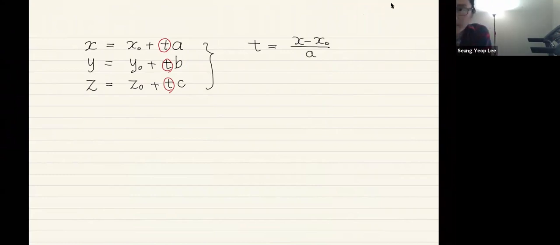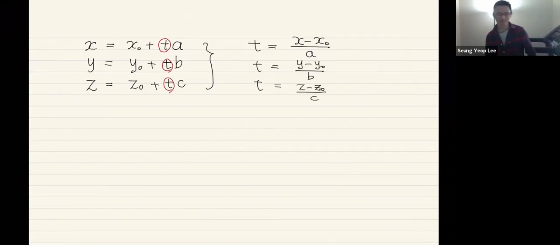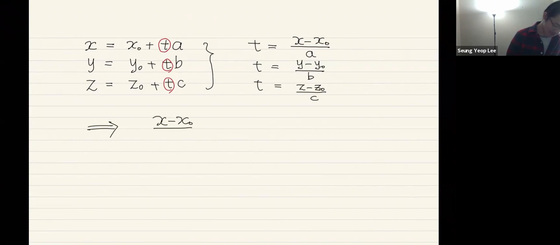Good. If you understood this part, then you can find t from the second equation also, from the third equation also, right? So from the second equation, y minus y naught over b, z minus z naught over c. So they are all t, which means they are all the same. So if x, y, z are on the line, then they are all the same.